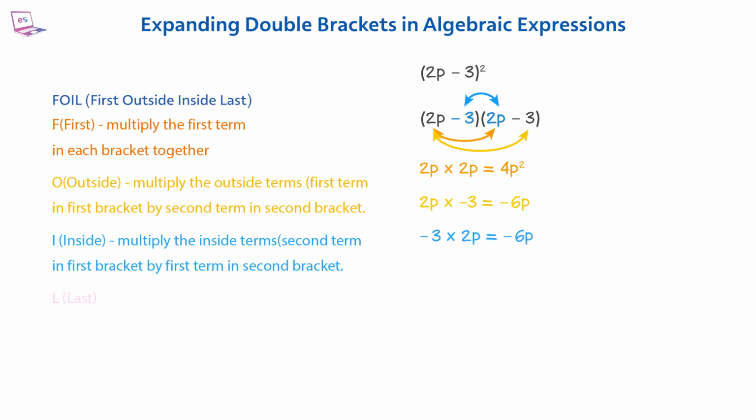Finally, let's move to L, last. It means multiply the second term in each bracket together. It will be minus 3 times minus 3, which equals 9.